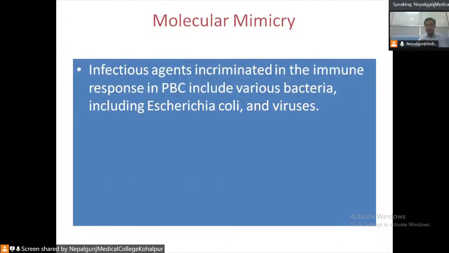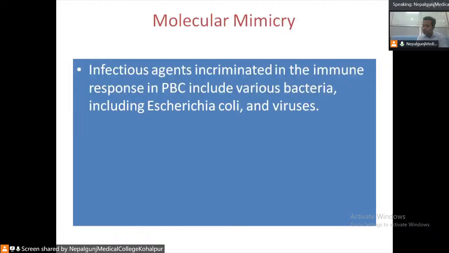Okay. Another factor is molecular mimicry. Molecular mimicry means there are certain infectious agents in the environment that have proteins or peptides very similar to the proteins or peptides in the hepatocytes, or especially the cholangiocytes. Our liver cells or biliary cells have molecular peptides very similar to those of infectious agents, especially E. coli and the viruses.